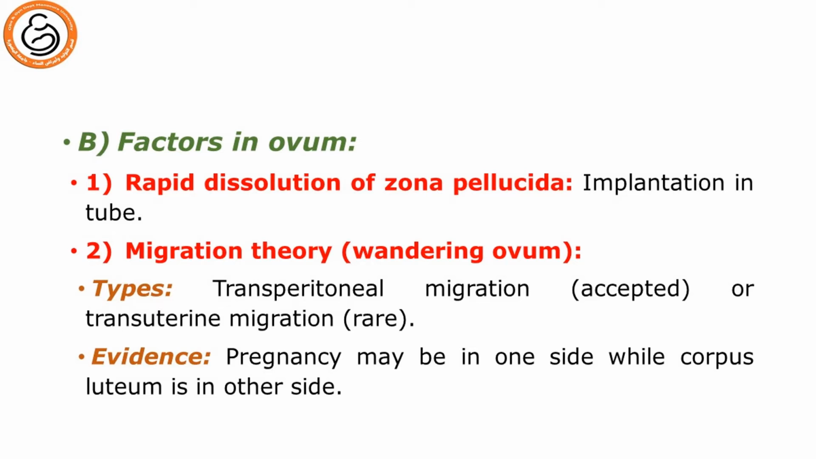Sometimes the condition is in the ovum, like rapid dissolution of the zona pellucida and rapid implantation of the zygote inside the tube before it can transfer to the uterine cavity, or the migration theory, where there is transperitoneal migration, which is the accepted theory, or transuterine migration, which is the rare one, where pregnancy occurs on one side and the fertilized zygote travels either through the peritoneal cavity or through the uterine cavity to be implanted on the other tube. Here we will find the corpus luteum on one side and the ectopic pregnancy on the contralateral side.